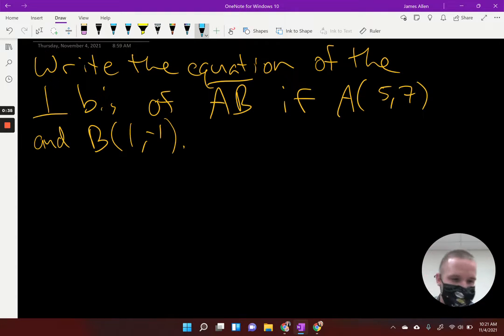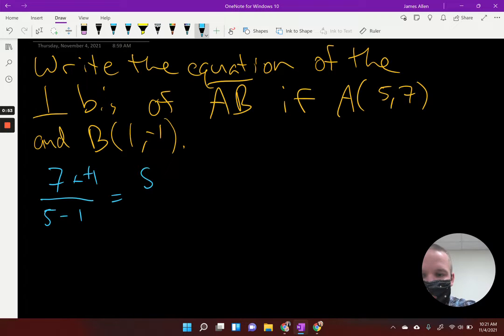Okay, so first thing, I need a slope and I need a point. Well, let's find the slope of AB. So I would have the change in y, so 7 minus 1, negative 1, excuse me, almost made a mistake right off the bat. All right, so 7 minus negative 1 over 5 minus 1. Well, that becomes positive. We get 8 over 4. So the slope is 2. My perpendicular slope is going to be negative 1/2.